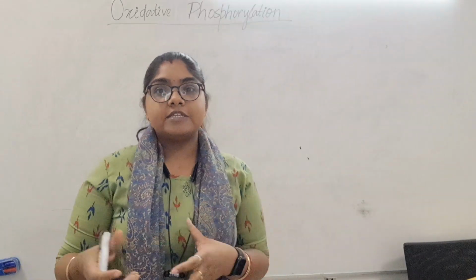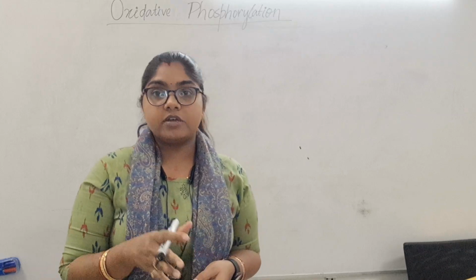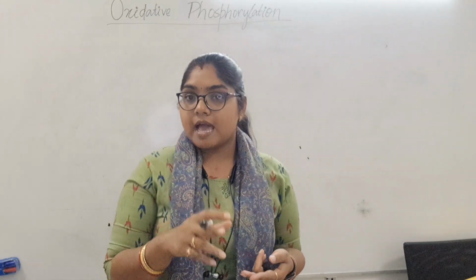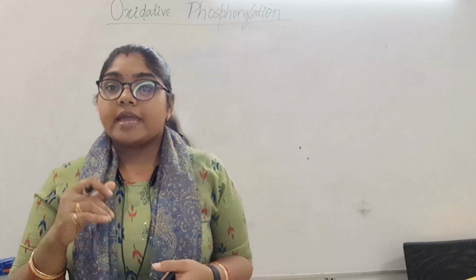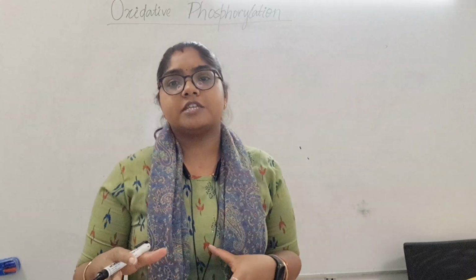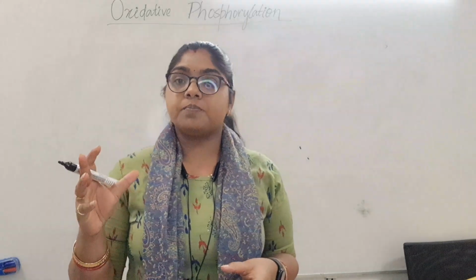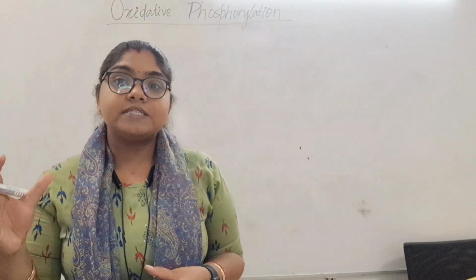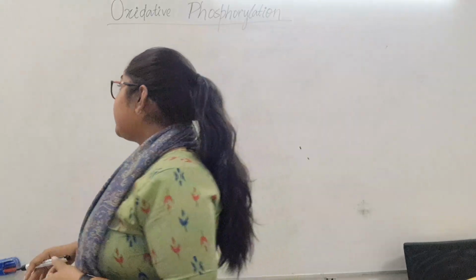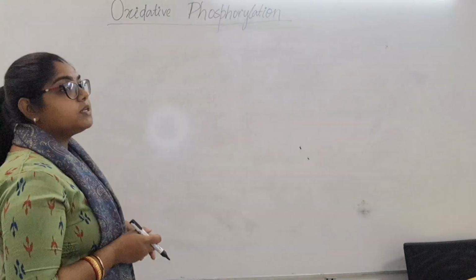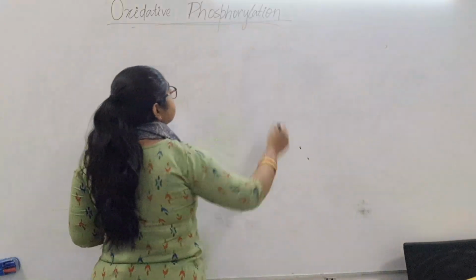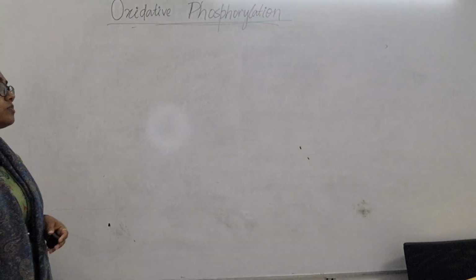So in the 3 sessions, we have been discussing cellular respiration in aerobic conditions. We have already discussed glycolysis, the pyruvate dehydrogenase complex and the Krebs cycle. The main motto of cellular respiration is to produce energy in the form of ATP, that means the main motto is ATP synthesis. And the ATP synthesis in cellular respiration takes place in oxidative phosphorylation.